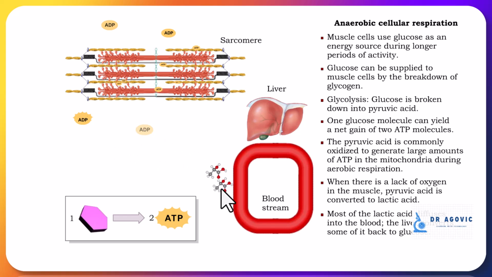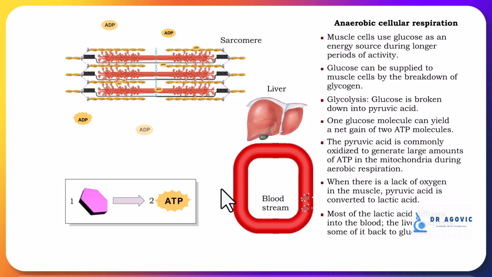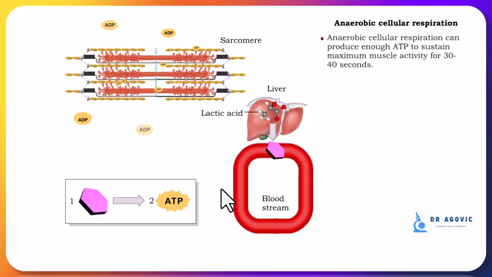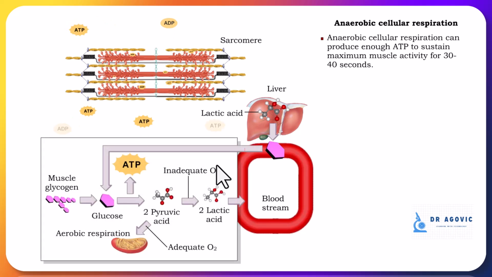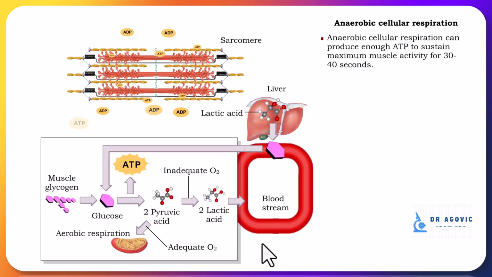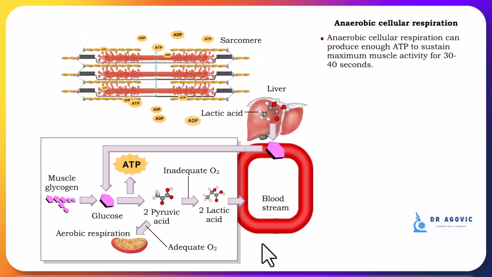Most of the lactic acid diffuses into the blood. The liver then converts some of it back to glucose. With these processes, anaerobic cellular respiration can produce enough ATP to sustain maximum muscle activity for about 30 to 40 seconds.